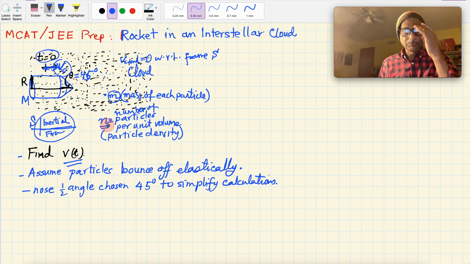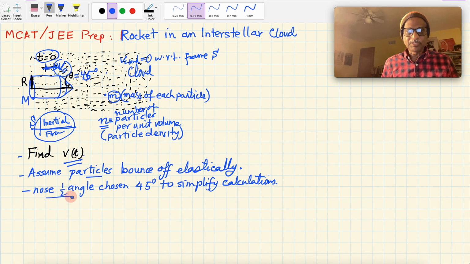That means we need to work with F equals ma at some level, right? And things that we have to assume is these particles are bouncing off elastically, and that this nose half angle, 45 degrees, is chosen. It will simplify the calculation. All right.